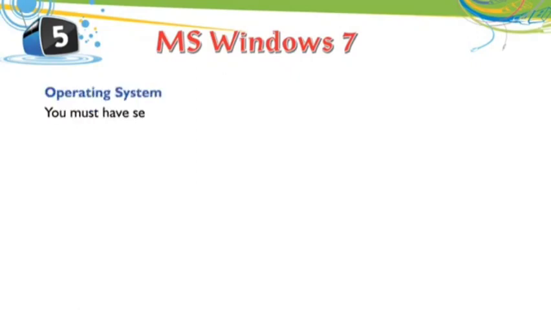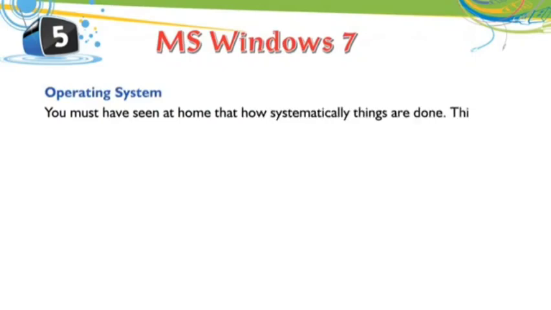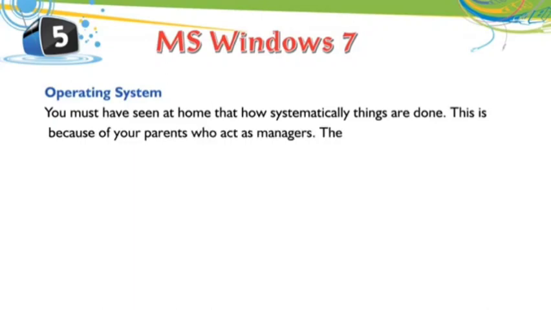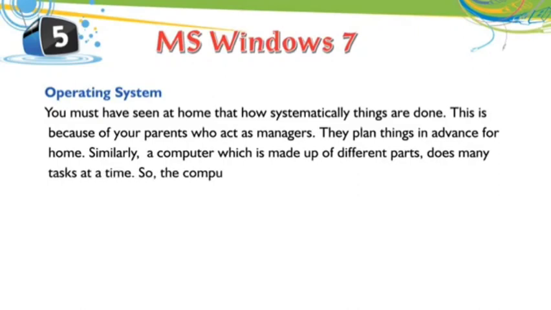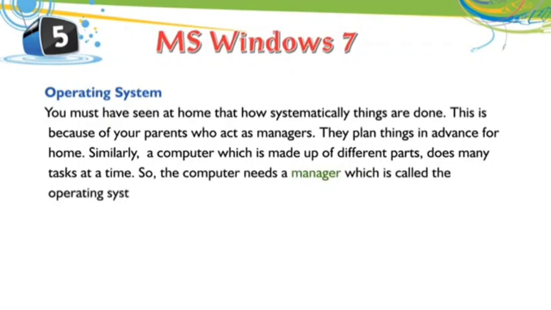Operating system. You must have seen at home how systematically things are done. This is because of your parents who act as managers. They plan things in advance for home. Similarly, a computer which is made up of different parts does many tasks at a time. So, the computer needs a manager which is called the operating system of the computer.